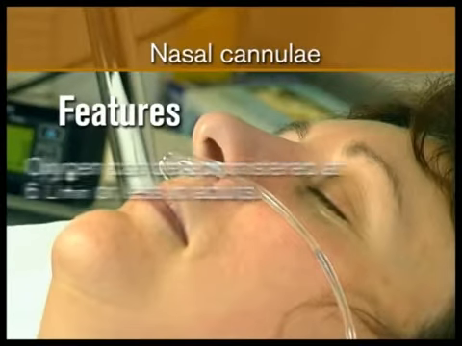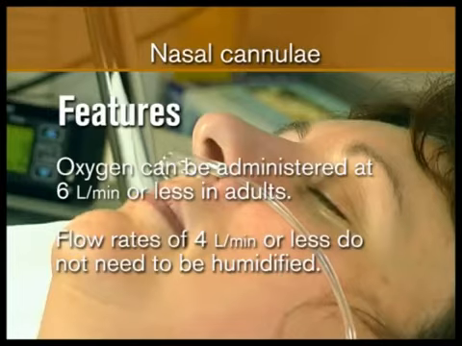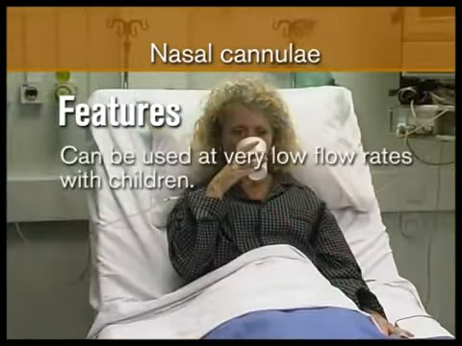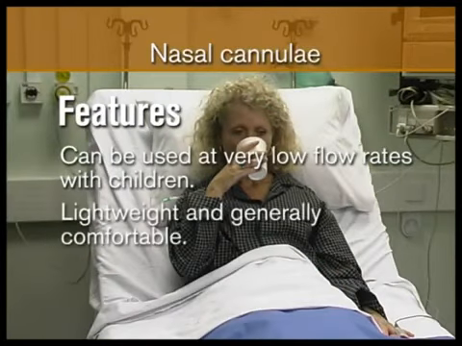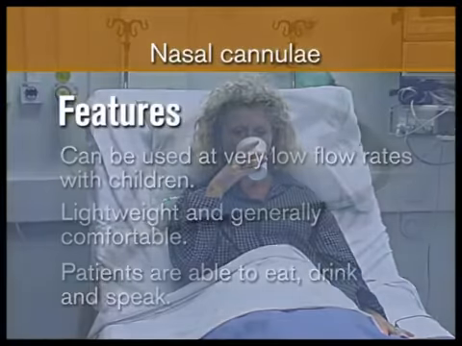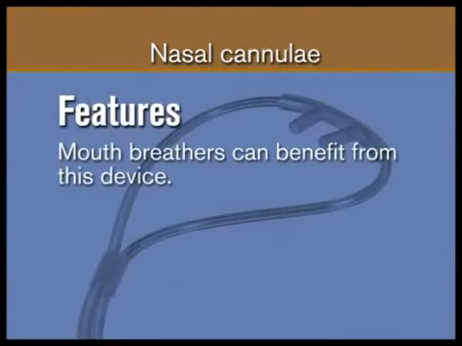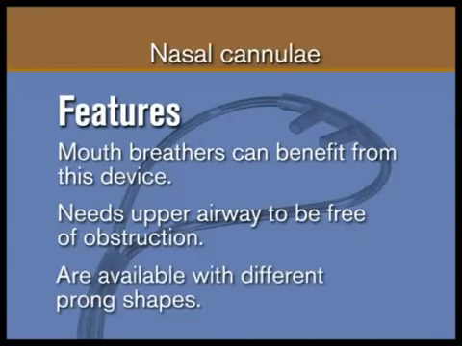Oxygen can be administered at 6 litres per minute or less. Flow rates of 4 litres per minute or less do not need to be humidified. Can be used at very low flow rates with children. Lightweight and generally comfortable. Patients are able to eat, drink and speak. Mouth breathers can benefit from this device. Needs upper airway to be free of obstruction. Are available with different prong shapes.